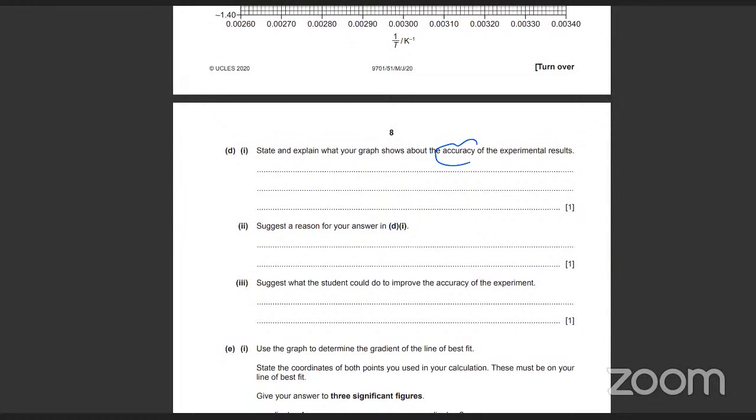So what your graph shows about the accuracy of the experiment results will depend. It's subjective. If you think the points are very close to the line, that means it's a good, accurate experiment. And suggest a reason. If there's more scatter, then suggest what the student could do to improve the accuracy of the experiment. So what did I tell you about improving the accuracy? Taking large values.